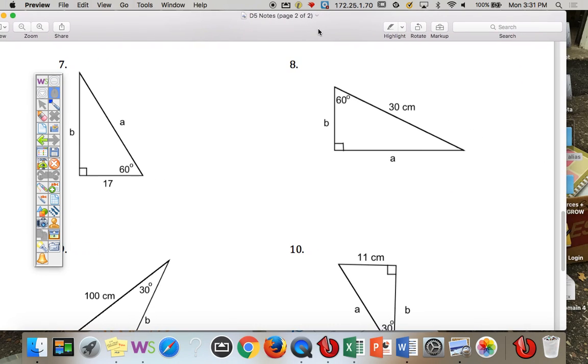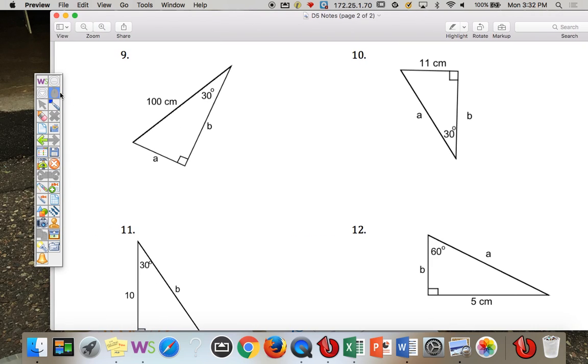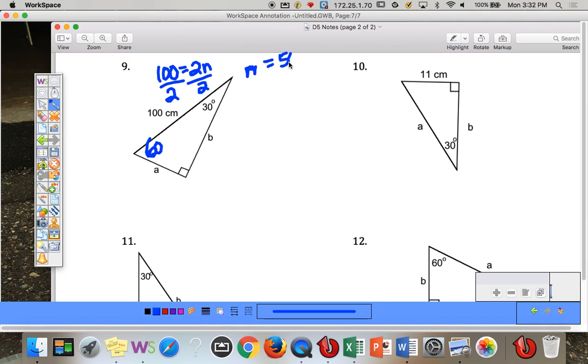Let's look at number 9 and 10. Number 9, we have between the 30 and the 60. So again, we have 100 equals 2n. Divide by 2 here, so n is 50. And that's going to go between the 60 and the 90. So this is 50, and the last side is 50√3.